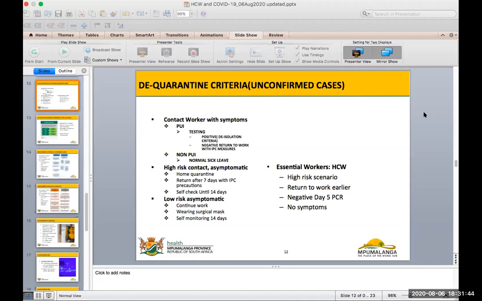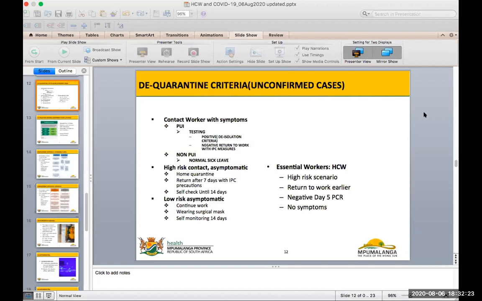So if you are a high-risk contact that is asymptomatic, you remember we discussed the definition of a high-risk contact. In this case, you have that high-risk contact but you do not have symptoms. What happens? You will be offered to quarantine at home, and then you have to return to work after 7 days, but continue self-check for 14 days. While continuing self-check for 14 days, you need to adhere to IPC precautions: wearing a mask, social distancing, hand washing or sanitizing.